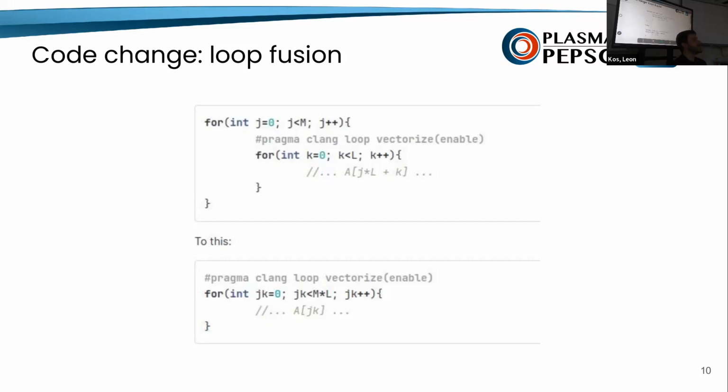Yes, please. Did I get this right? That if in a loop, if L was larger than 256, we would have been fine already with the first object? True. Yes. Okay.